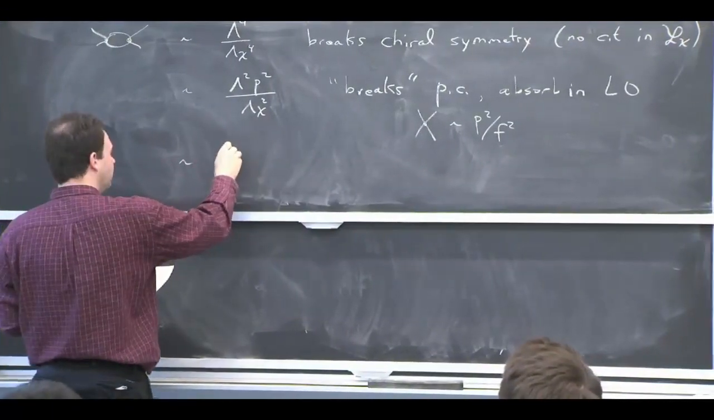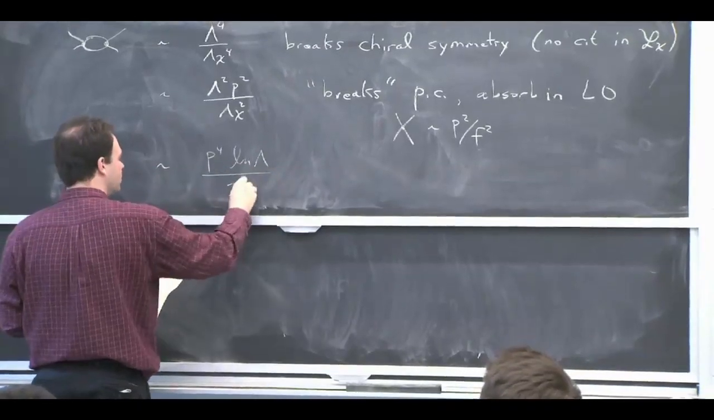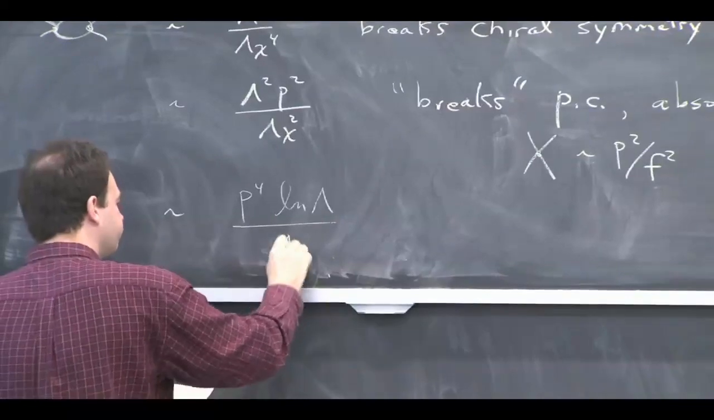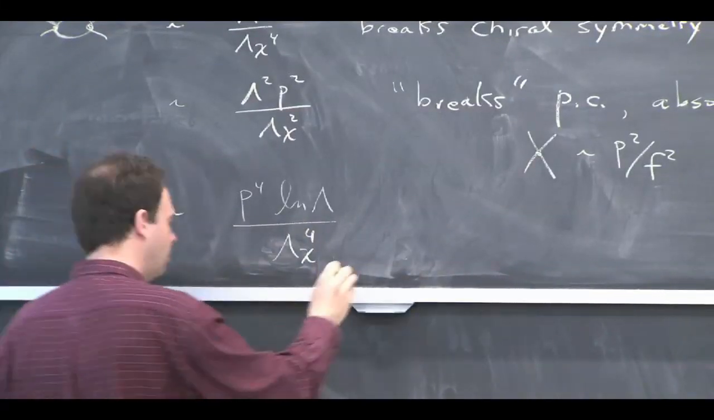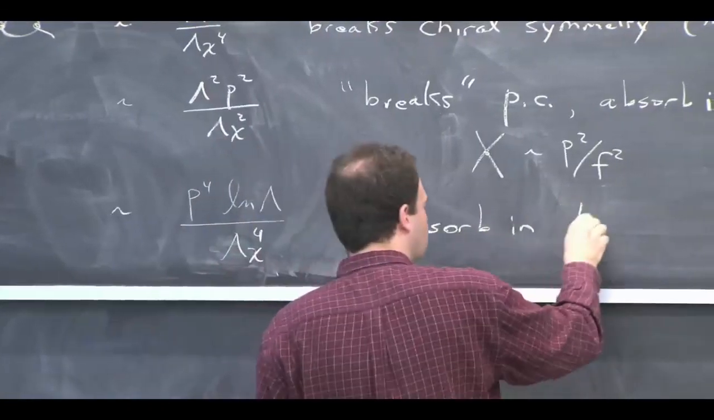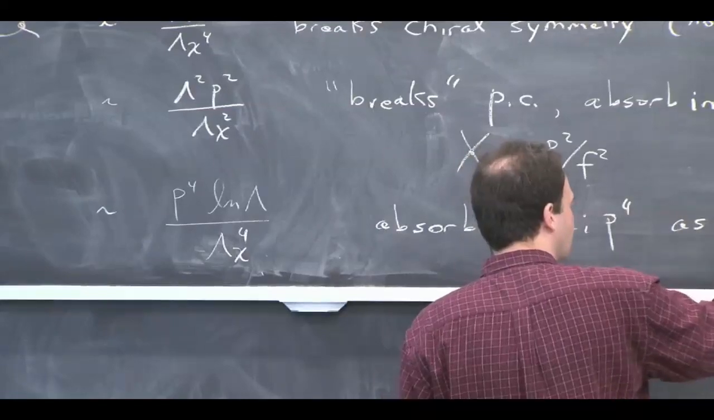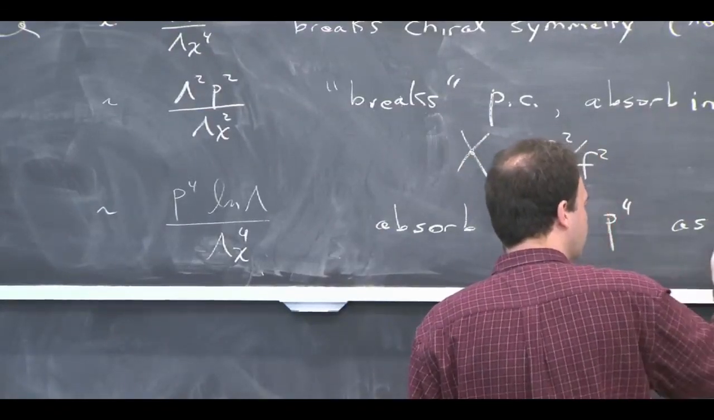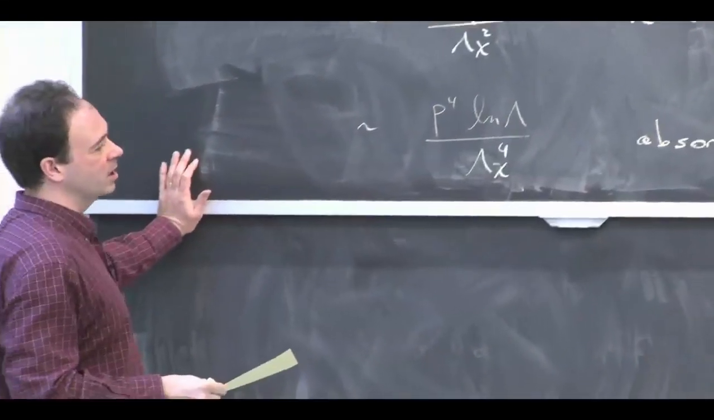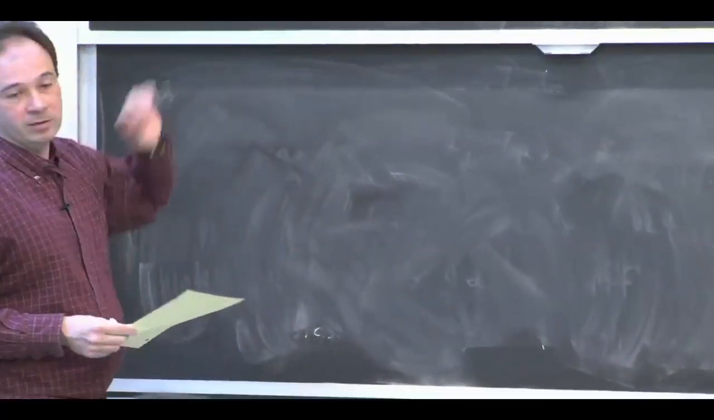And then finally, the physics that you actually want, which is the logs of the cutoff, would also be there. And you would do the same thing as you do in dim reg. You would absorb that in the higher dimension operators. OK, so we won't use a cutoff, because we don't want to think about things that are breaking power counting or messing up chiral symmetry.